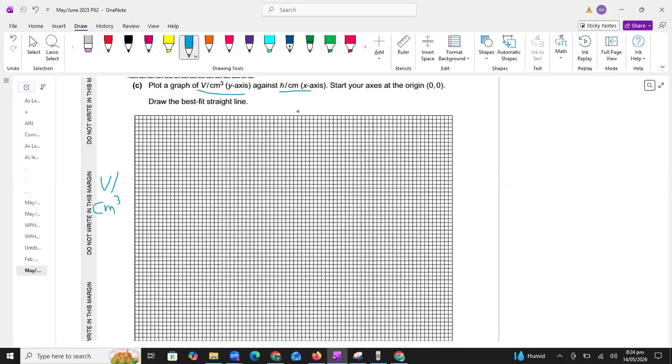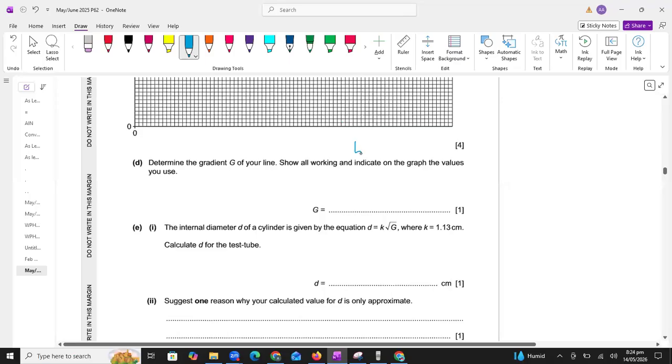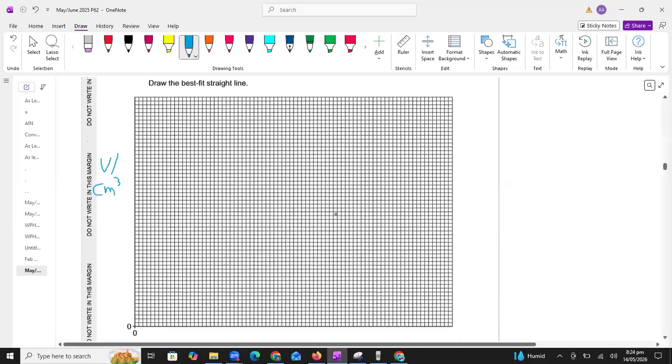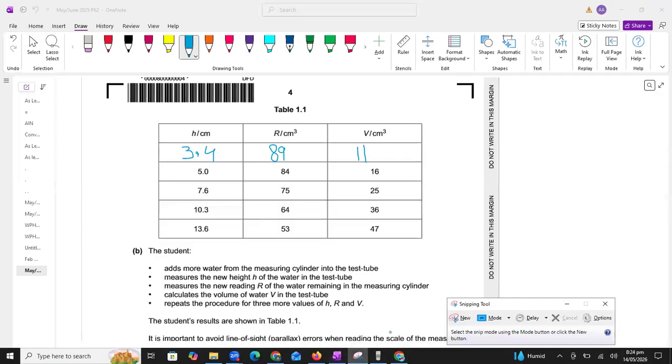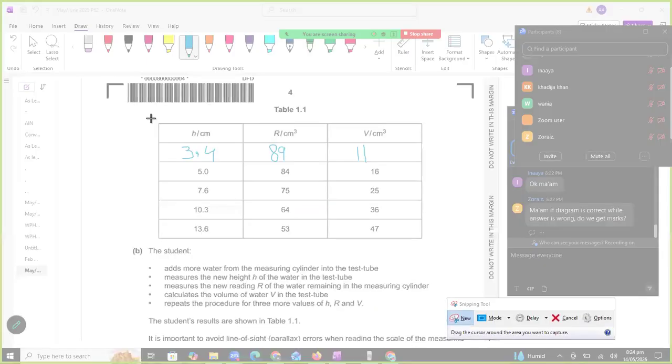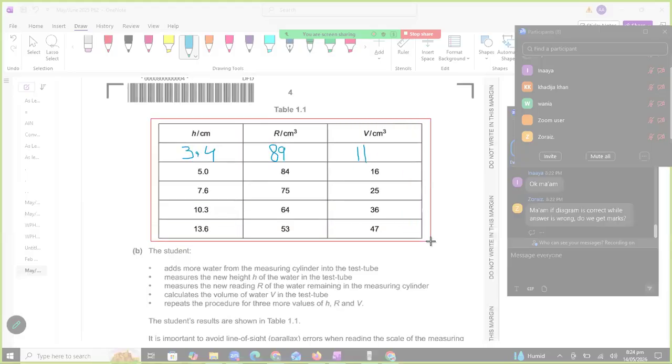On x-axis, we have to take the height in centimeter. Now we have to do the scaling of our graph. All right, so where is the table? The table is here, so let me take the picture of the table so we can take the reading properly.